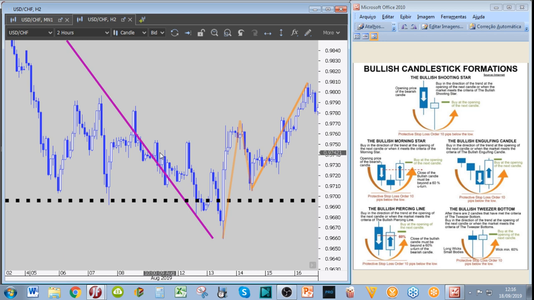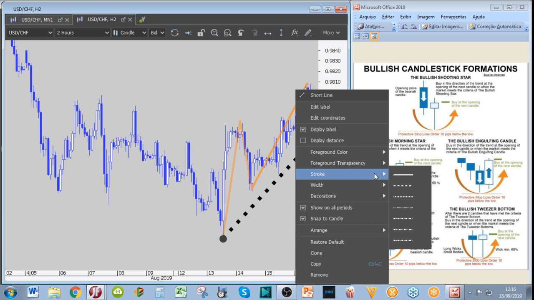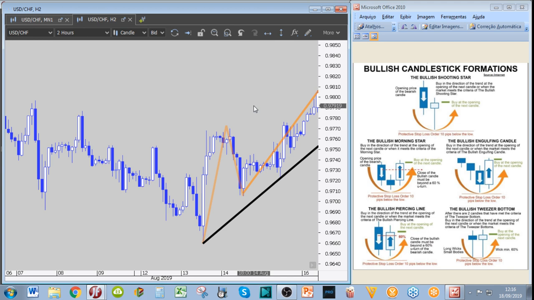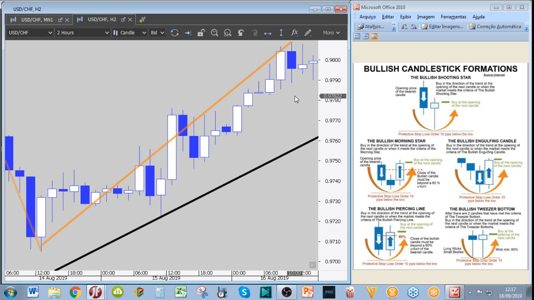And we are going to draw our first uptrend line, which is going to be here. First uptrend line. There you go. Now let's see the market. We're going to zoom in the chart. This is the first leg. Extension, retracement, extension. It's a high, right?